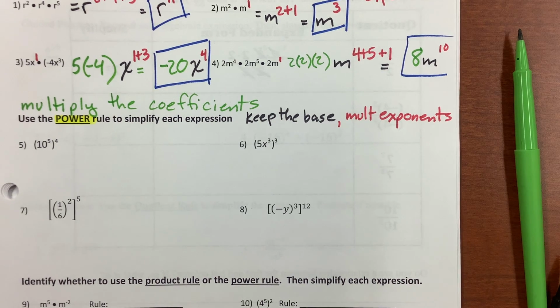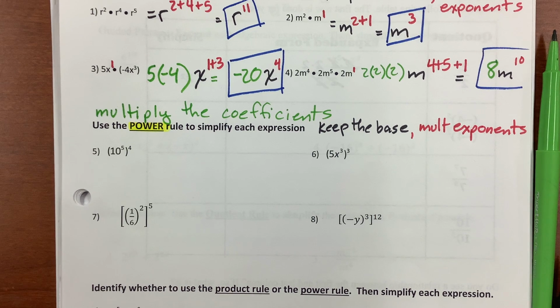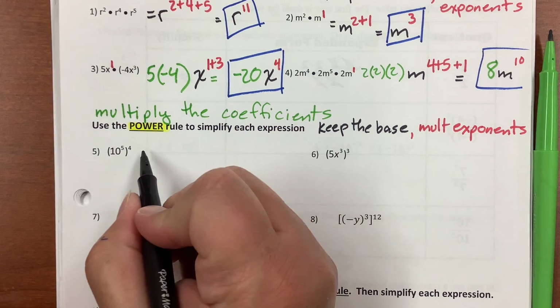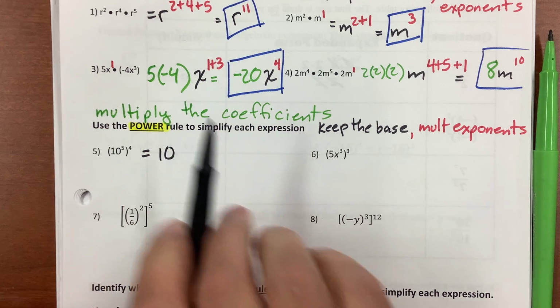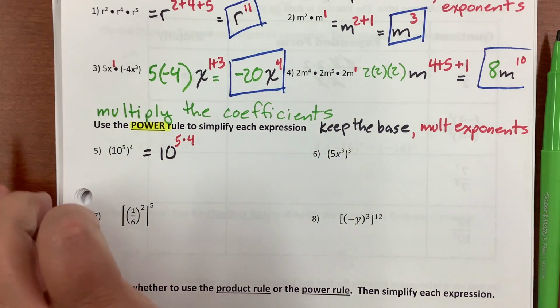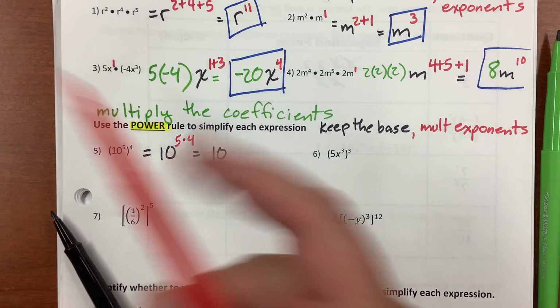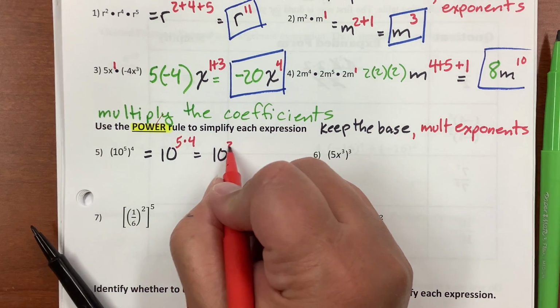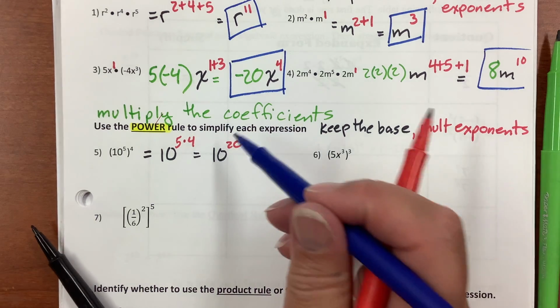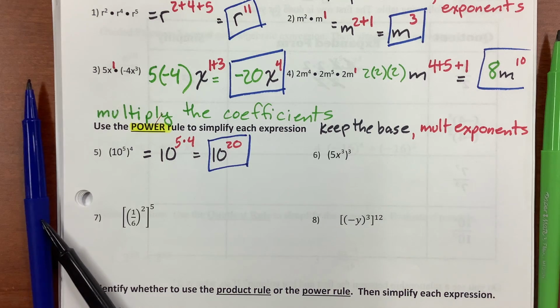Sometimes I have to distribute the exponent on the outside of the parentheses to all of the factors inside the parentheses, but I'm getting ahead of myself. For this first one, it's pretty easy. I'm going to keep the base, 10, and I'm going to multiply the exponents, 5 times 4. Base still is 10. That's not going to change. 5 times 4, 20. So now I have 10 to the 20th power. That's a very big number. I wish that was my bank account.